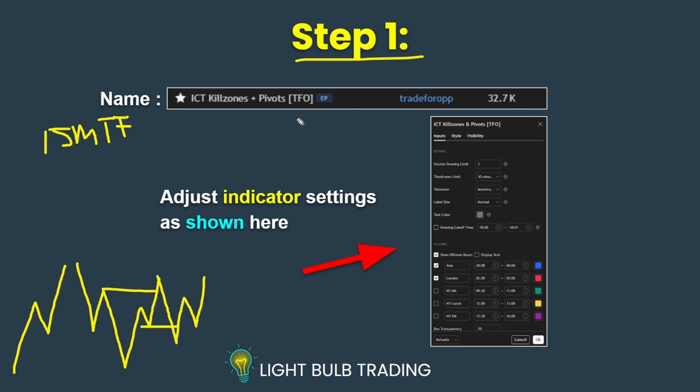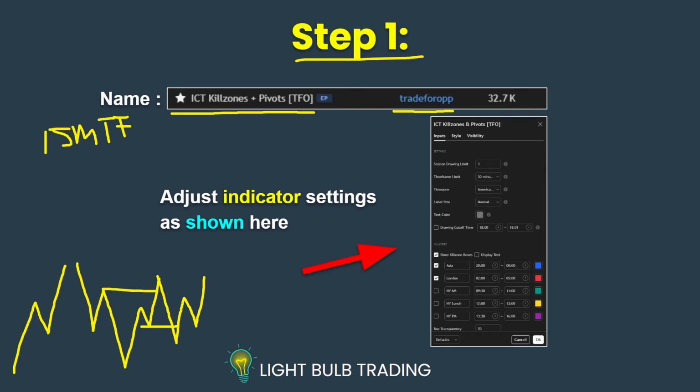Now you can mark all your session highs and lows manually, or you can head on over to TradingView.com and search in the indicators tab ICT Kill Zones and Pivots by TradeForOpp. This will just make sure that you have all the correct session highs and lows on your chart.